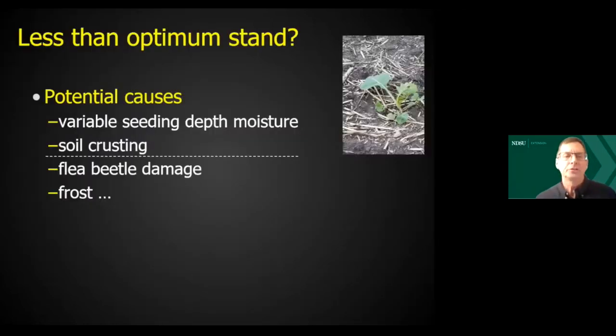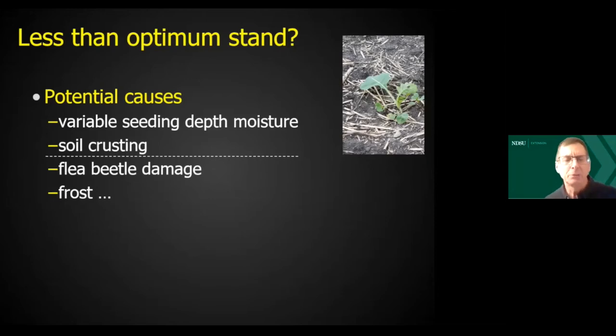Okay, moving on to stand. Brian did a nice job talking about some factors to optimize our stand, but as often happens, we don't get that optimum stand, something less. And I listed some potential causes. The list certainly isn't complete. The first couple of factors are related to seeding time, and then as the shoot emerges through the soil. And then the last two, flea beetle damage and frost, of course, would be concerns once those seedlings emerge.